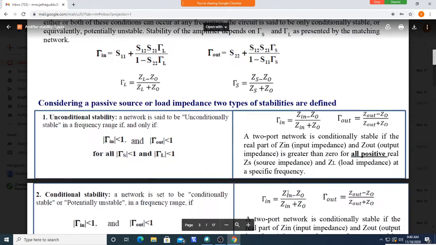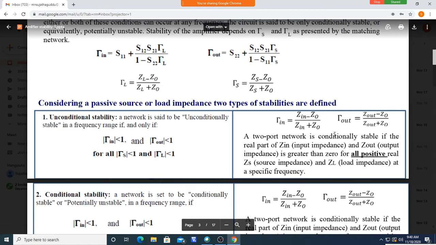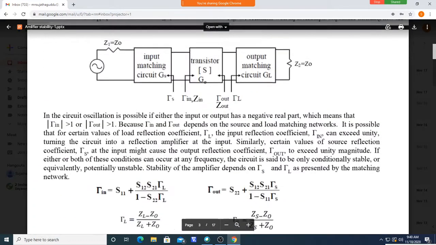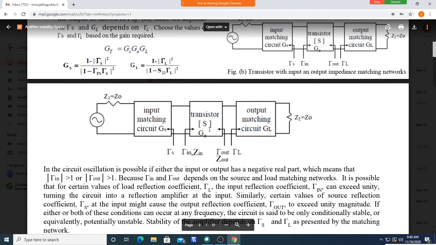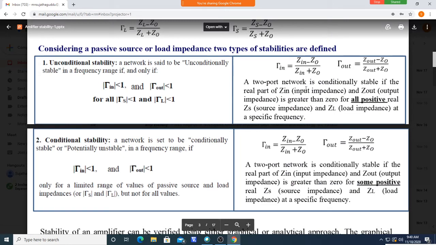What is tau in? Tau in is Zin minus Z0 divided by Zin plus Z0. Tau out is Zout minus Z0 divided by Zout plus Z0. What is Zin? That is the impedance looking into this direction.